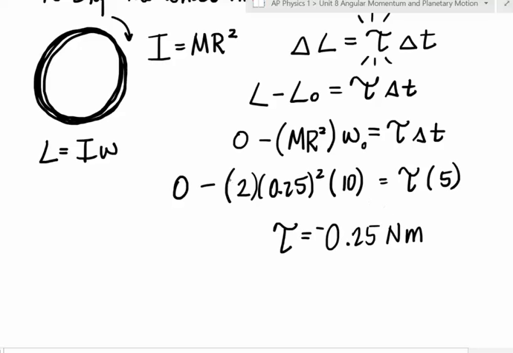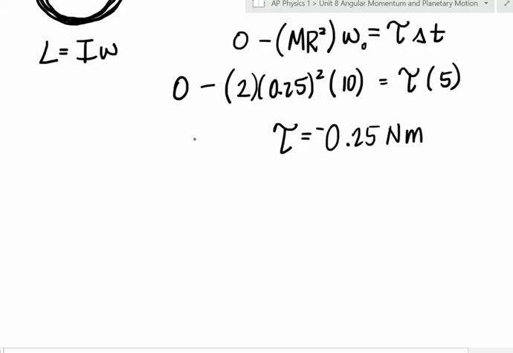Why negative? But why does the negative make sense? It's going to slow it down. So the torque has to oppose the motion. That's right. Now, what does a negative torque mean? So if this wheel is spinning clockwise, you take your right hand and you wrap your fingers in the direction of the spinning, and your thumb would point into the page.